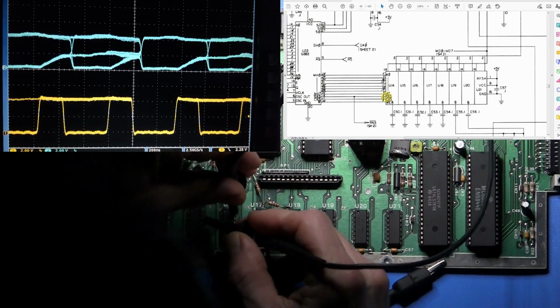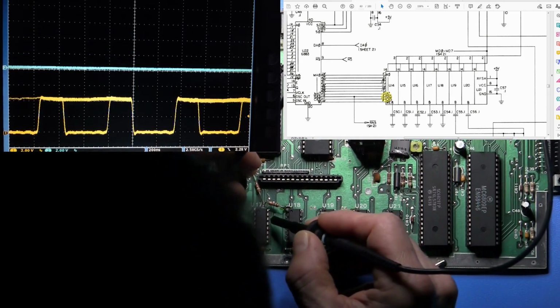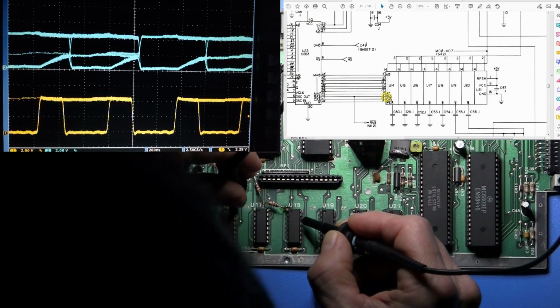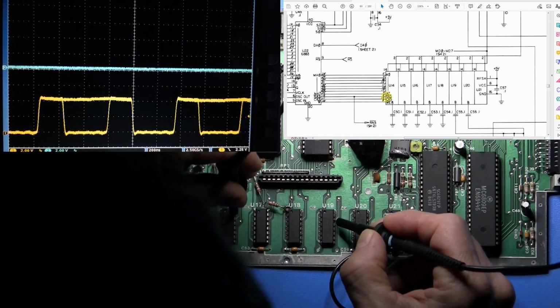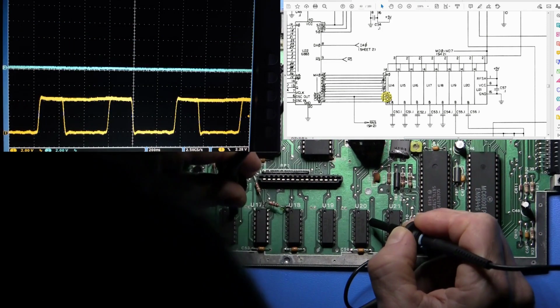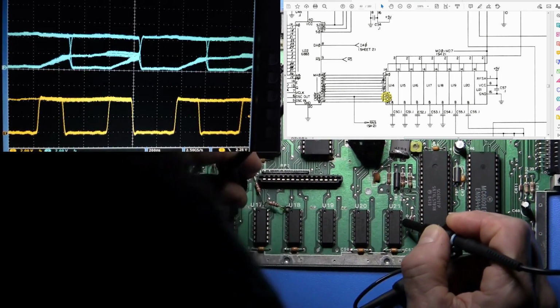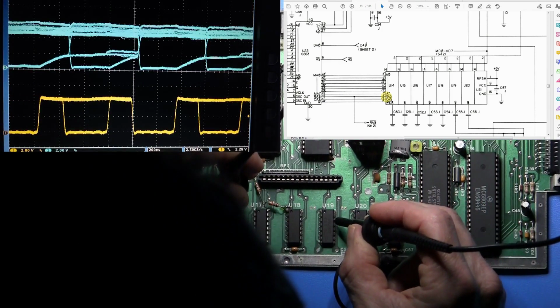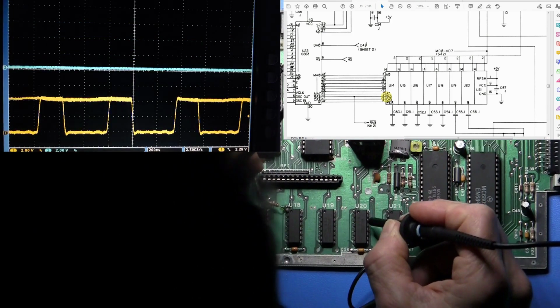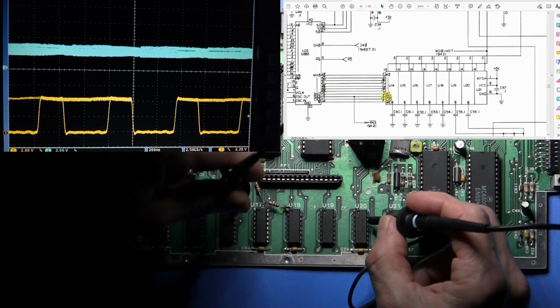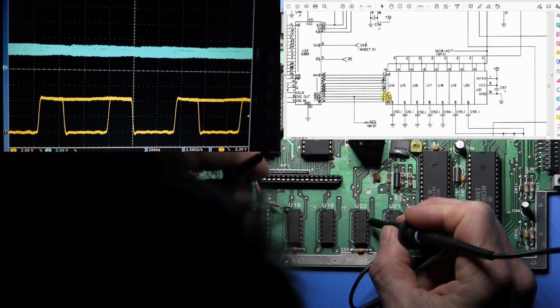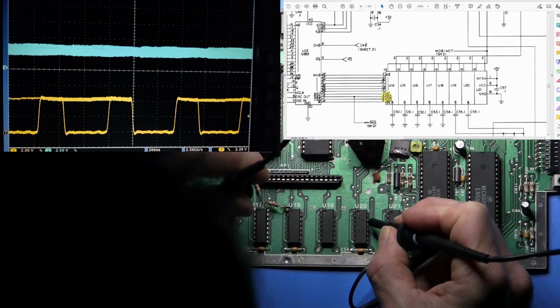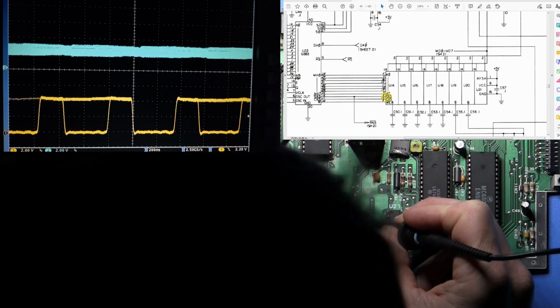0, 1, 2, 3, 4, 5. 5 looks a little funny. 6 looks bad. And 7. Something's different about 5, but not altogether terrible. But 6 is bad. Okay, this is definitely a problem. Let's get the solder sucker out and replace this U20 RAM. Okay, so the U20 RAM chip seems to be the problem.